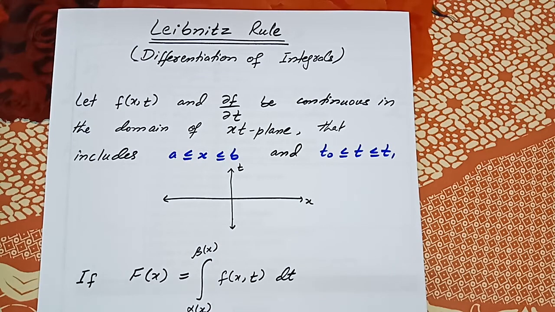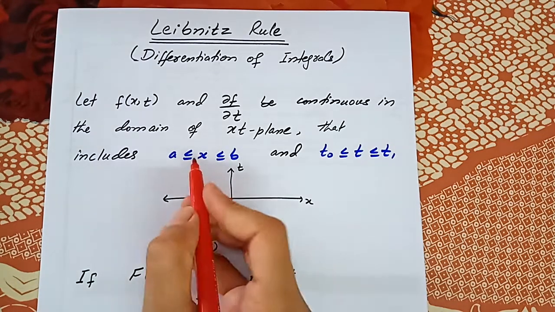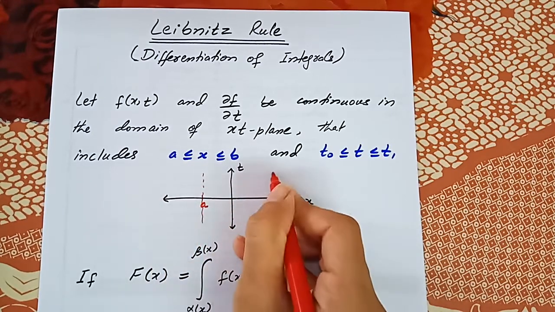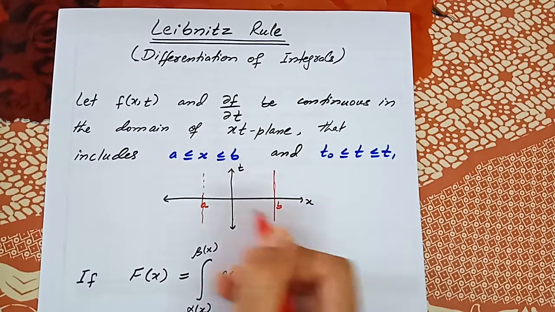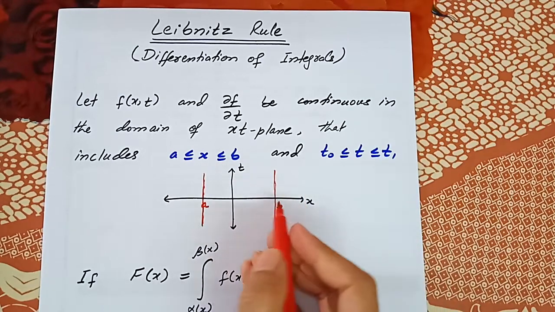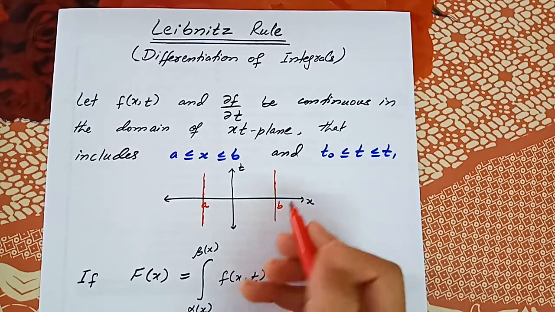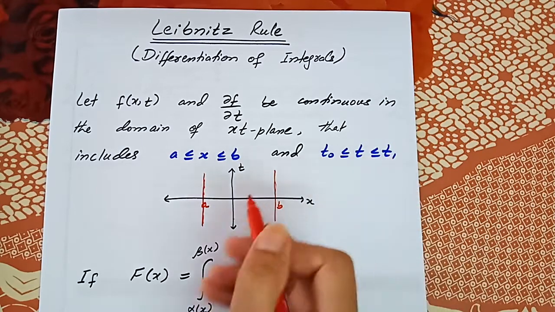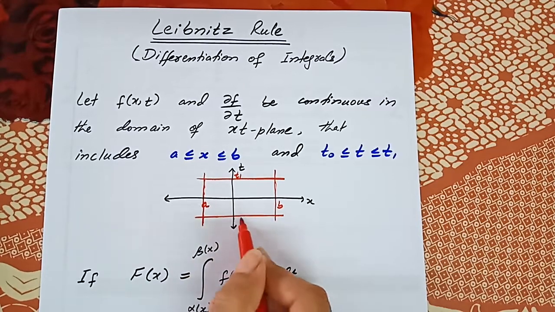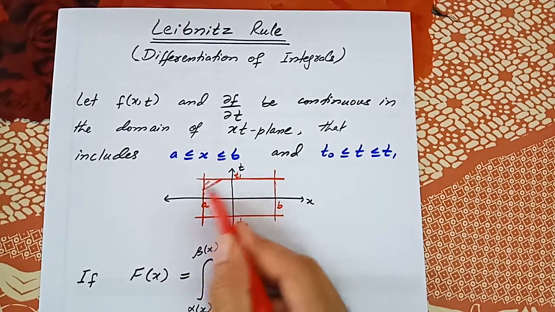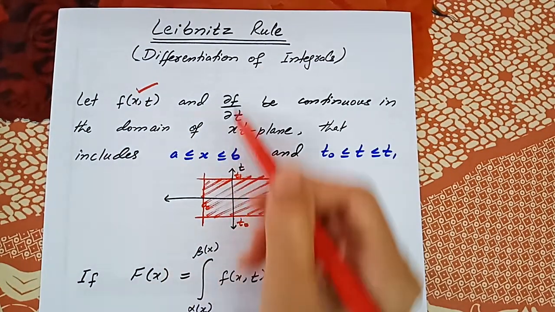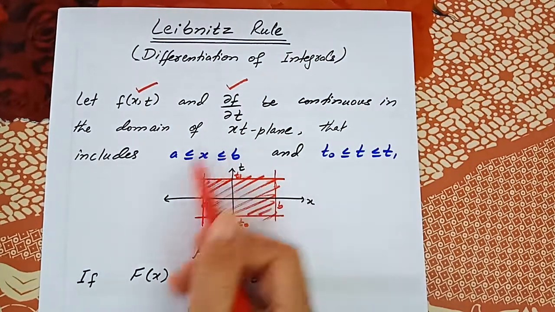You have to take the domain of x between a and b. For example, this is a and this is b. Make the complete lines because we have the equality here as well. And t is bounded between t naught and t1. For example, this is t1 and this is t naught. Then within this region, this function f of x, t and its derivative with respect to t must be continuous.